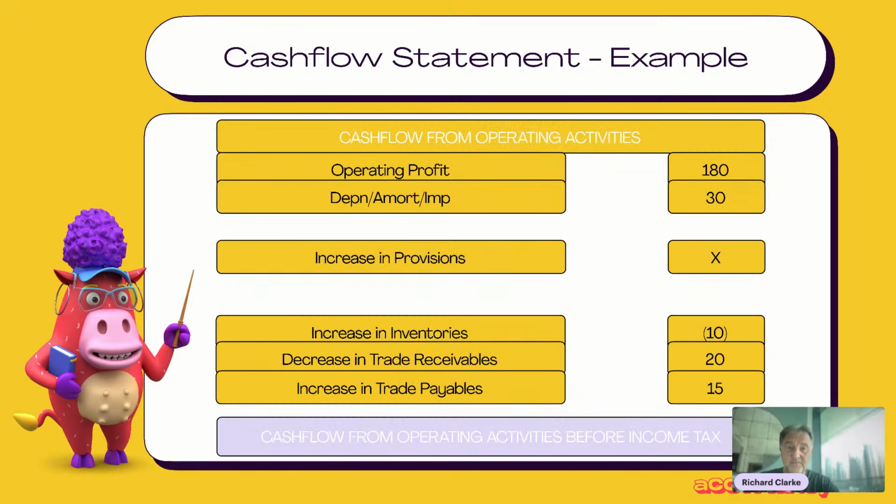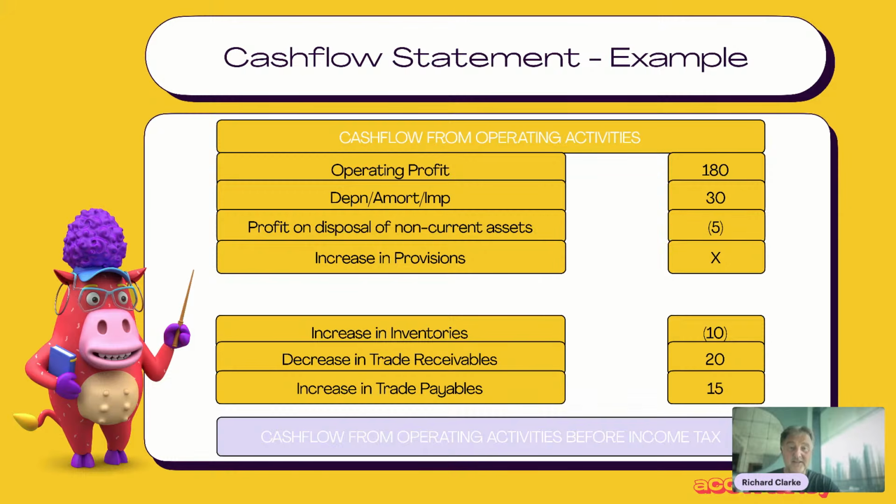Where do we put that? Profit on disposal of non-current assets. It was a gain, and remember I said to you, when it's a gain, you're getting rid of it, so that's bad news here, so you take it away. And that's how you deal with that.